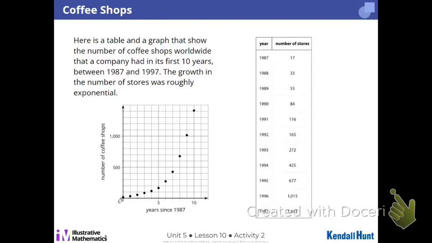So you guys are going to work next. I'm looking for average rate of change over some intervals for coffee shops. Looking at the graph, what do you notice about the number of coffee shops around? It looks exponential, right? It's increasing more and more.